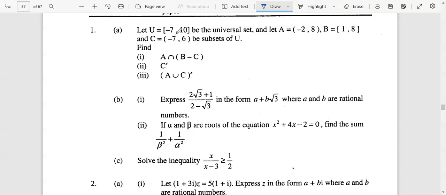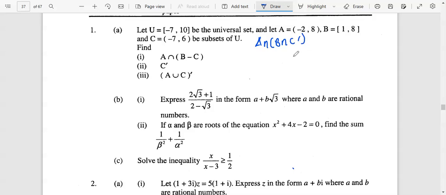Let U equal -7 to 10 be the universal set. You've got set A, set B, and set C be subsets. You want to find A intersection B minus C. So we know that we can as well write this as A intersection B intersection C complement.